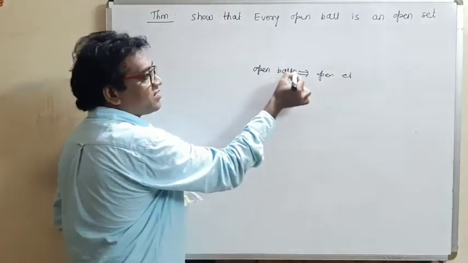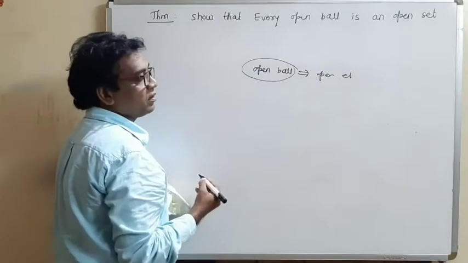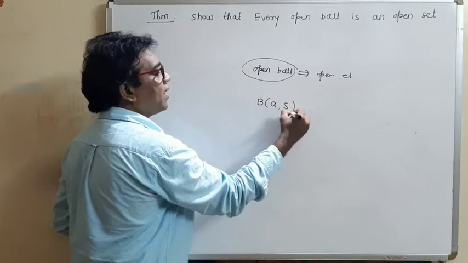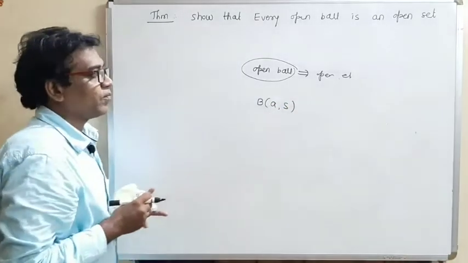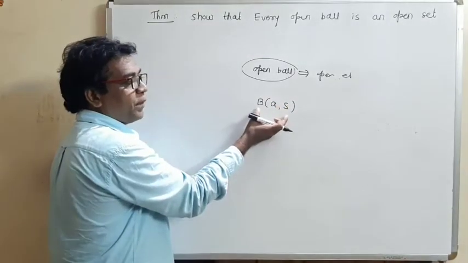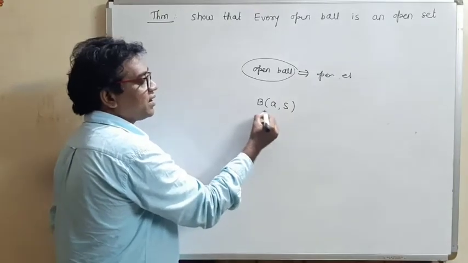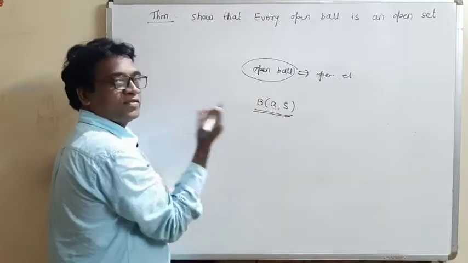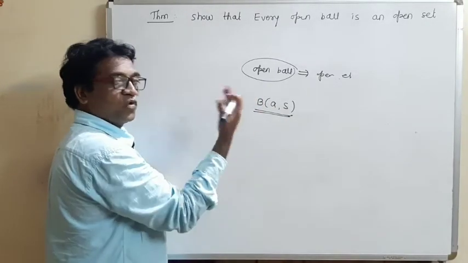So let us consider some open sphere or open ball. Now if we consider the open ball B with center at A and radius, suppose S, consider this open ball and we want to show that this is an open set. Now see how to show that any set is an open set.